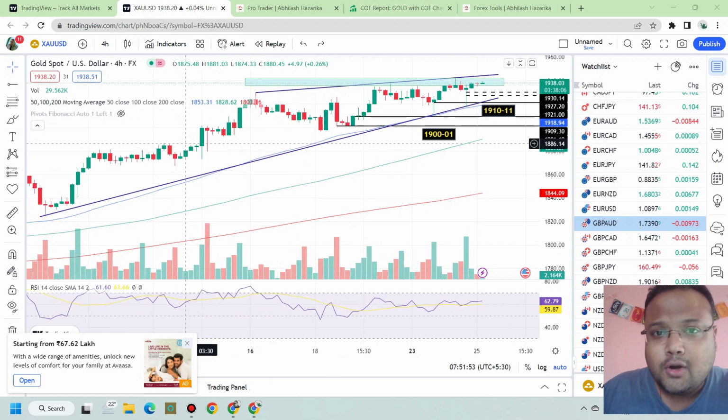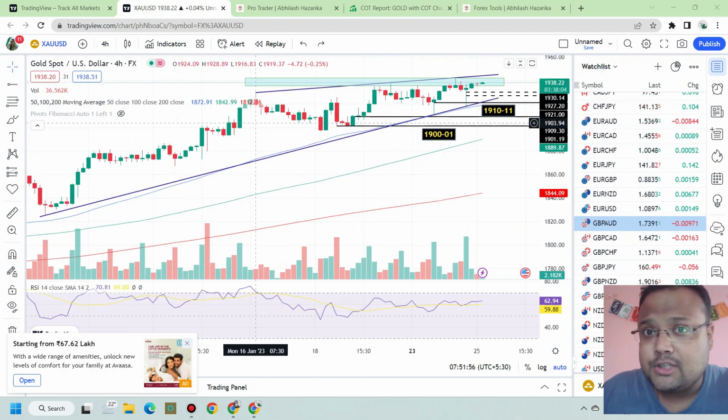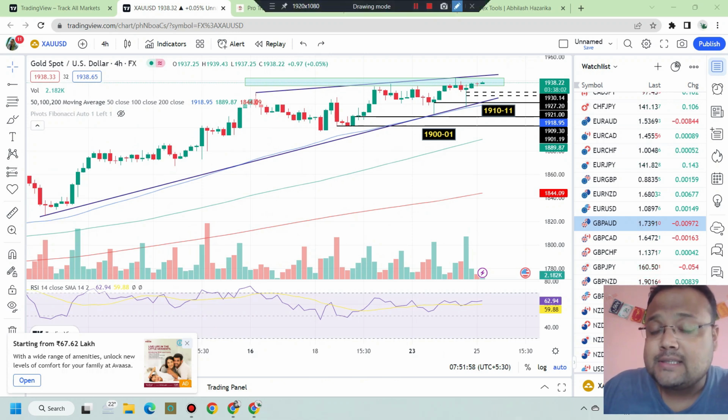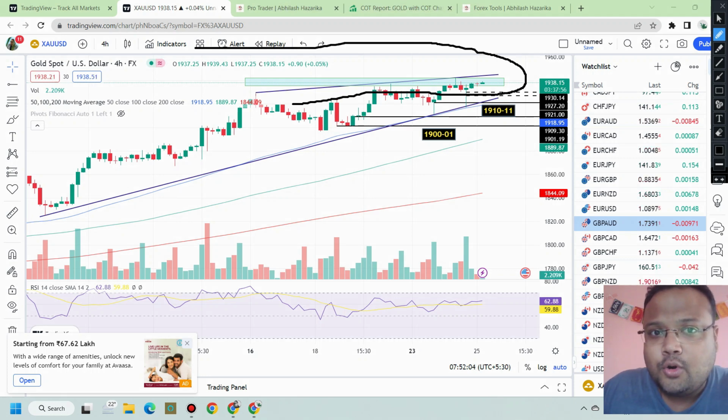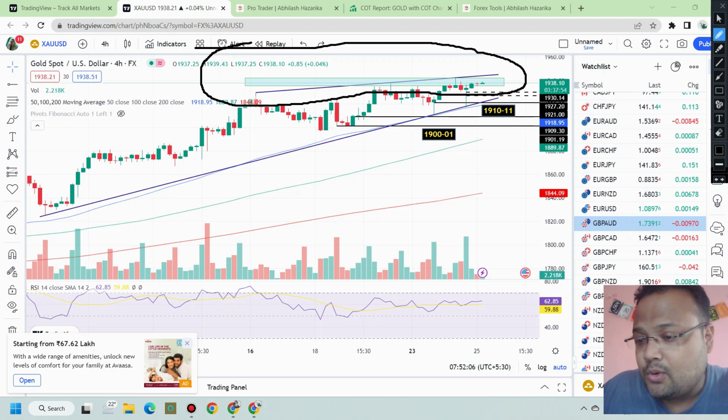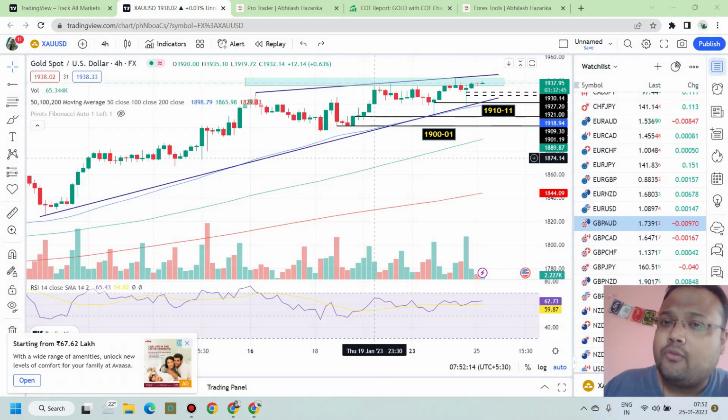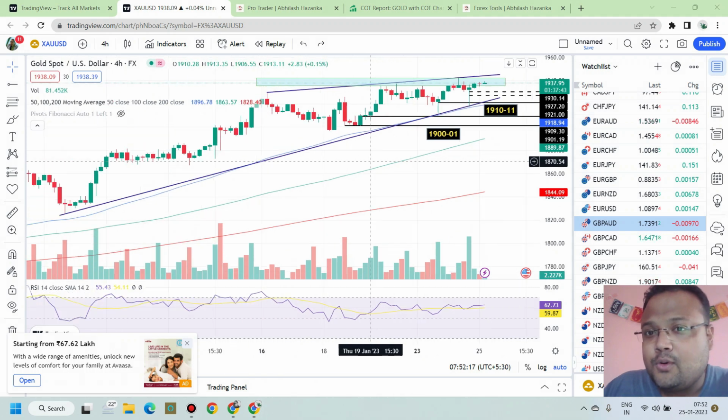In fact, we can also see a wedge pattern on the chart, and a wedge pattern is a trend reversal pattern. We can clearly see that though the market is in an uptrend, gold is still inside the resistance zone. So gold is not out of danger, but the overall sentiment on the chart of gold is bullish.